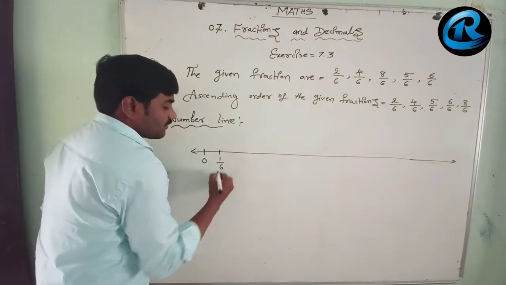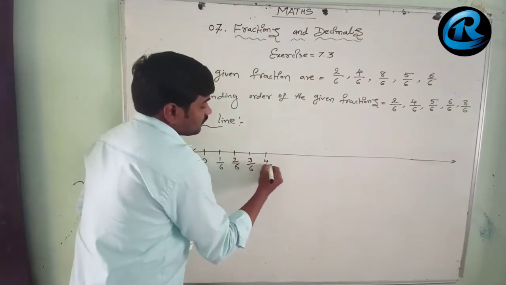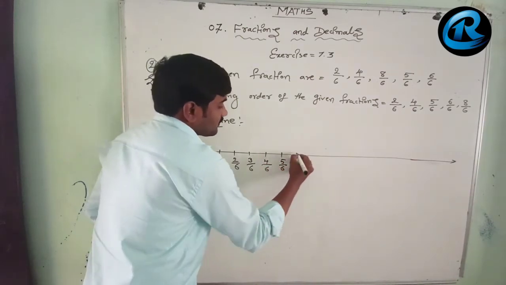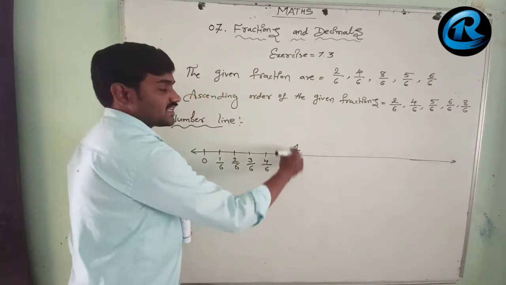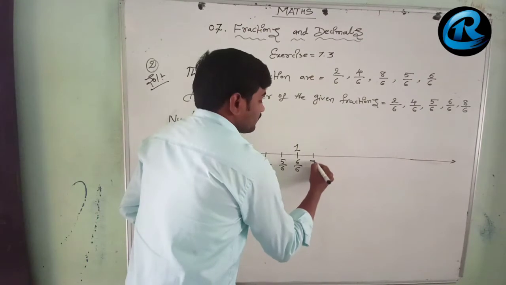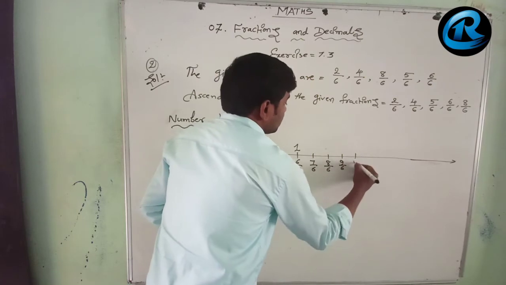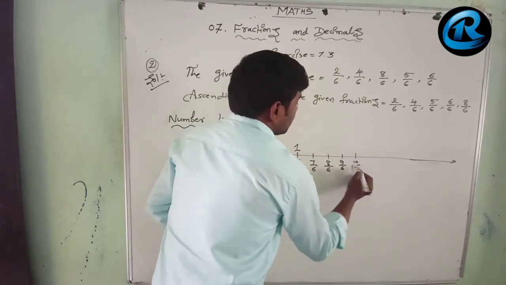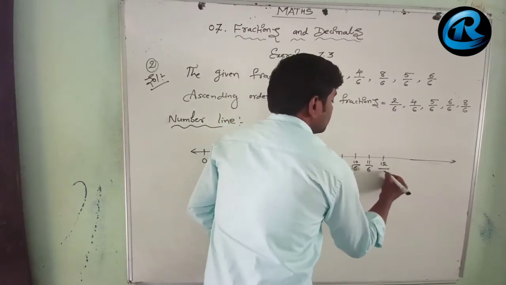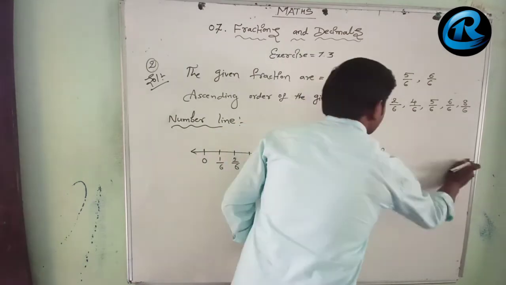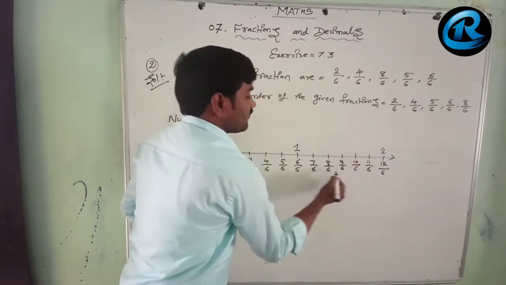It goes 1 by 6, 2 by 6, 3 by 6, 4 by 6, 5 by 6, and 6 by 6. Where 6 by 6 comes, it is equal to 1 because 6 ones are 6, they get cancelled, and we get 1. Next we go for 7 by 6, 8 by 6, 9 by 6, 10 by 6. It will continue infinitely. 12 by 6 also. It will be continuous like that, but we require only till 8 by 6. If you write till 9 by 6, that is enough.